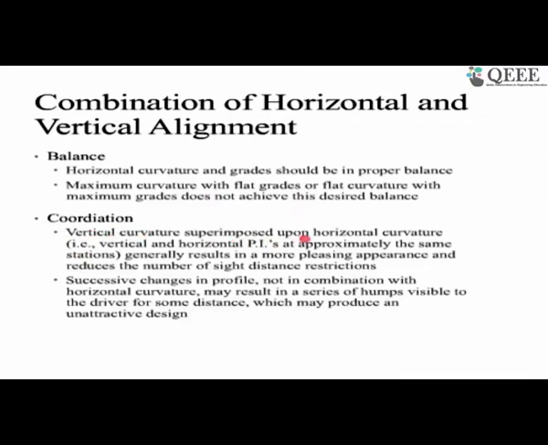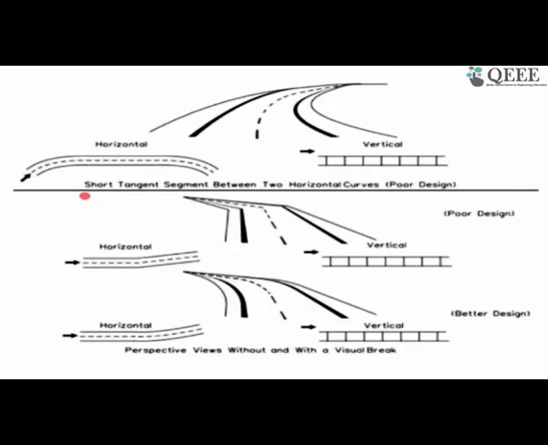The vertical curvature superimposed upon horizontal curvature generally results in a more pleasing appearance and reduces the number of sight distance restrictions. You will see some of the images showing how it is helpful. Now successive change in profile, not in combination with horizontal curvature, may result in a series of humps visible to the driver. Here are some images. You have curves like this and it is in a flat gradient. So the perspective view is going to look like this.